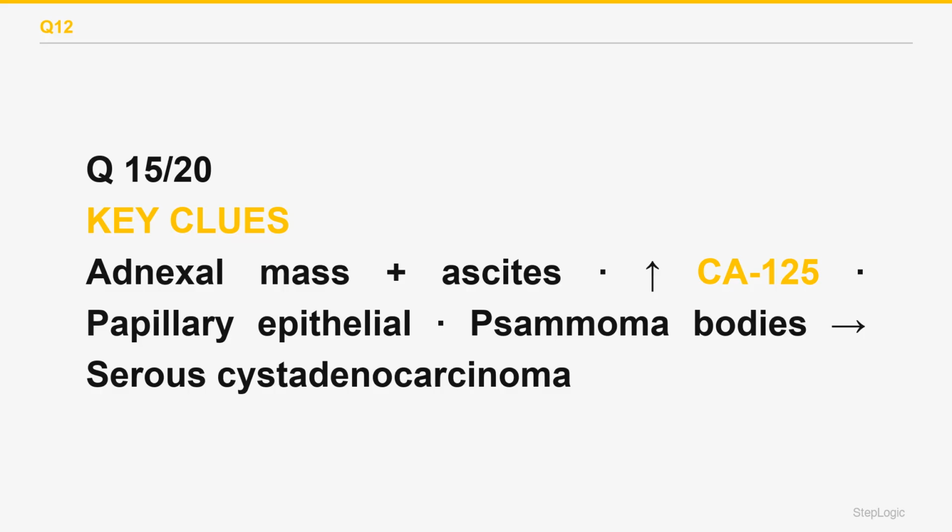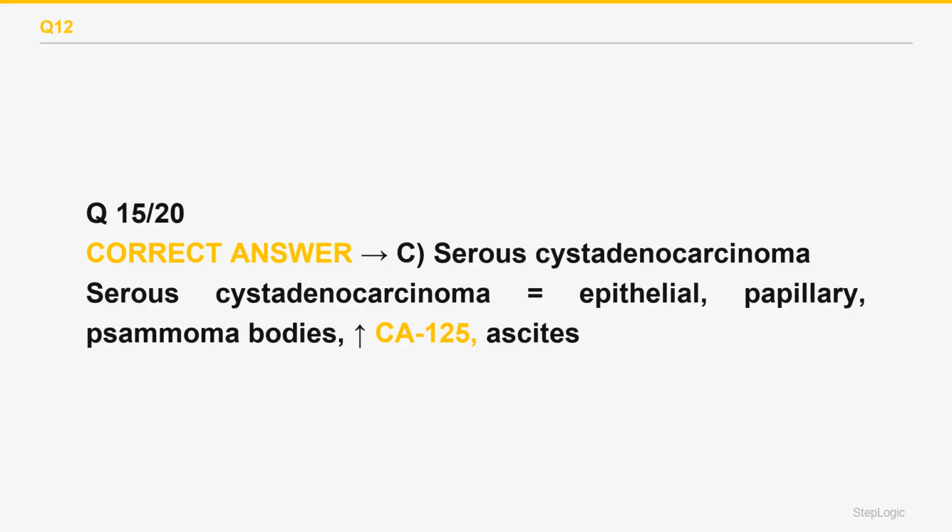It typically presents late in postmenopausal women with vague symptoms, bloating, early satiety, abdominal distension, ascites, and an adnexal mass, because there is no good early screening. The tumor marker is CA-125, elevated here. The histology is characteristic: malignant epithelial cells forming papillary structures, often with psammoma bodies, laminated concentric calcified concretions. It is frequently bilateral. The correct answer is C.